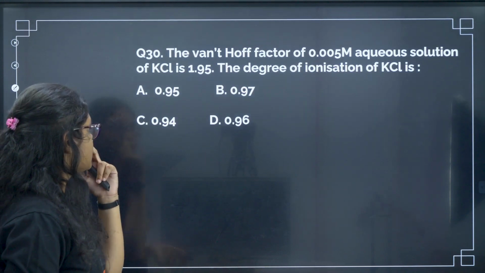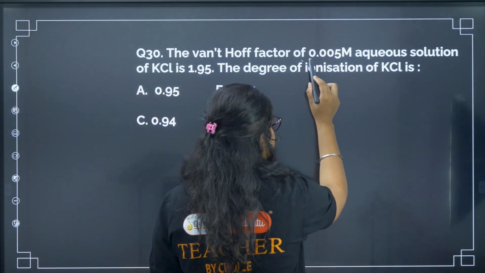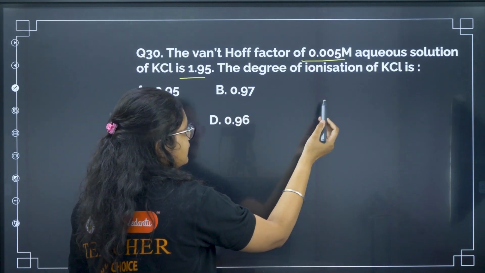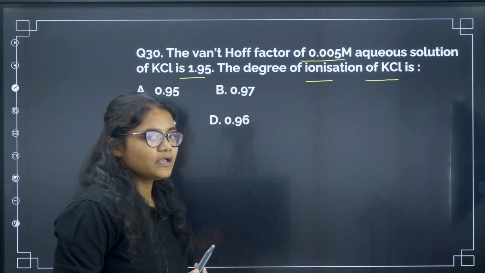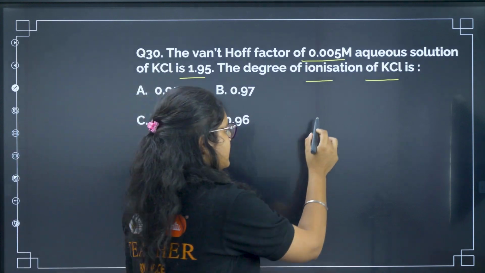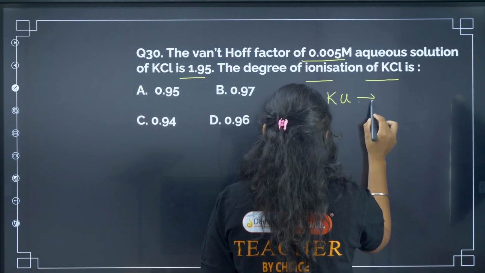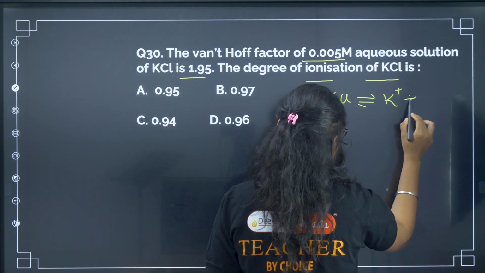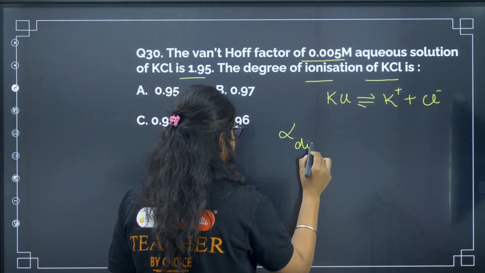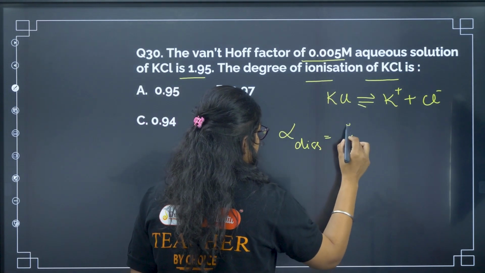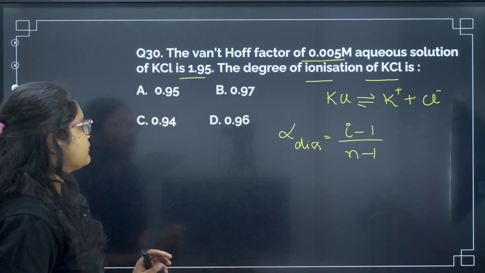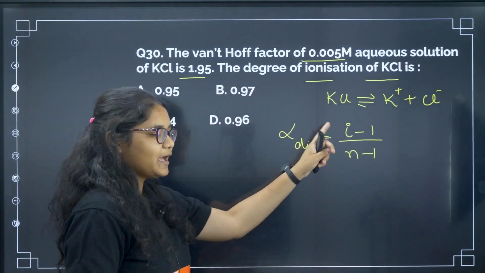Next question. The Van 't Hoff factor of 0.005 molar aqueous solution of KCl is 1.95. The degree of ionization of KCl is. First of all, we have to understand whether it is association or dissociation. KCl dissociates to give you K plus and Cl minus. So we have this formula, alpha for dissociation is i minus 1 by n minus 1. So we have to calculate the Van 't Hoff factor.